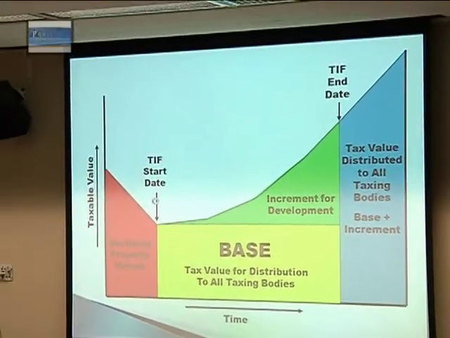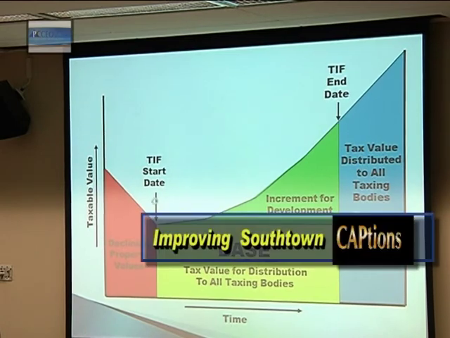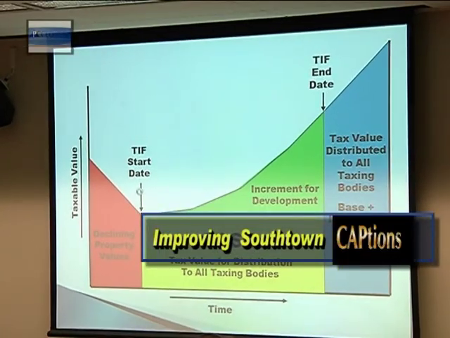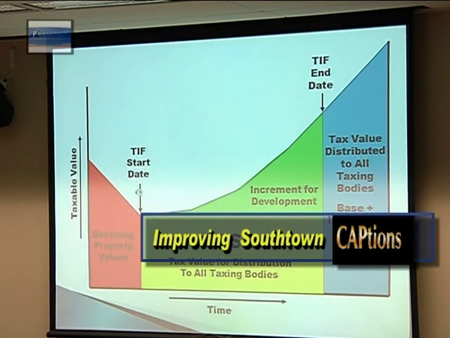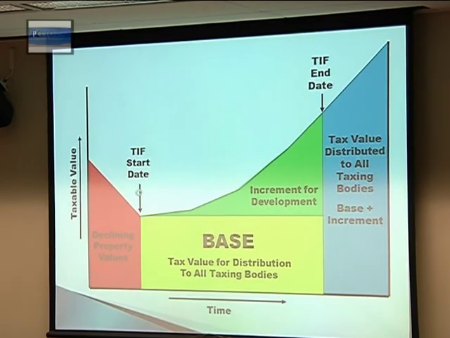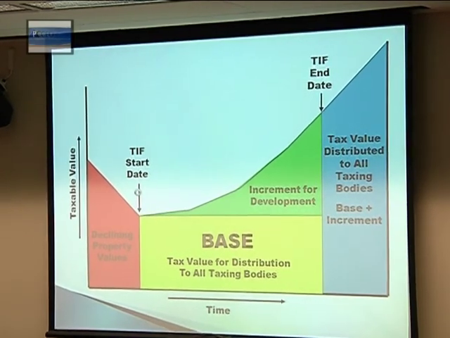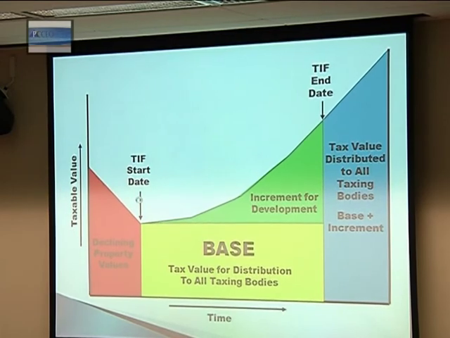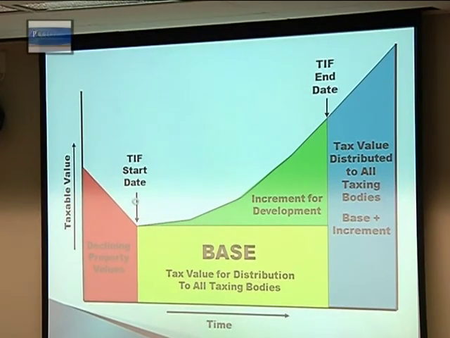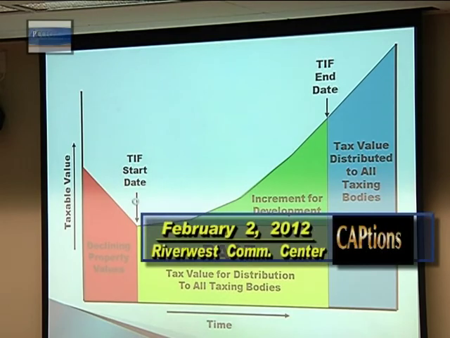The idea, obviously, is to create opportunities for new development. So if you see here, when the TIF date starts, you generally see declining property values. In Southtown, between 1977 and 1978, property tax value declined 4%. So it was an area of declining property tax values. At that point, it was frozen.